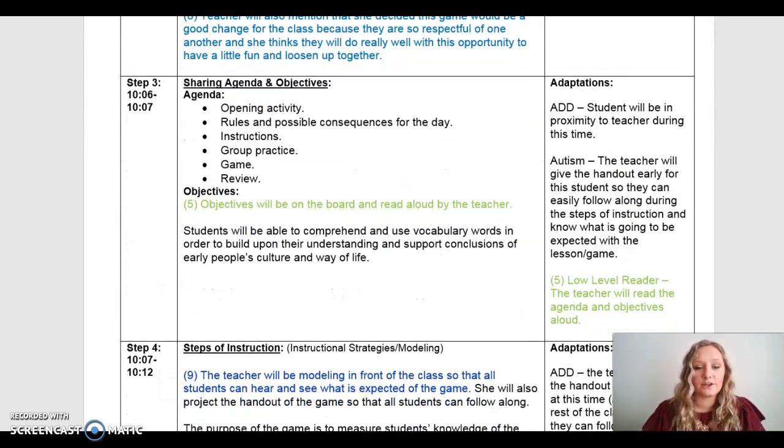All right, moving down to sharing agenda and objectives. So here you can see that I put objectives will be on the board and read aloud by the teacher. There are a ton of modifications I make. Being a special ed teacher, I think about all my ADD students, autism, low-level readers, high-level readers, gifted and talented. I didn't highlight all of them for you because I feel like that'd be a little redundant, because I do have adaptations throughout the entire lesson. However, this one stood out a lot because the teacher is going to read the agenda and the objectives aloud for that low-level reader. That's a physical adaptation I am making within the lesson for my target student.